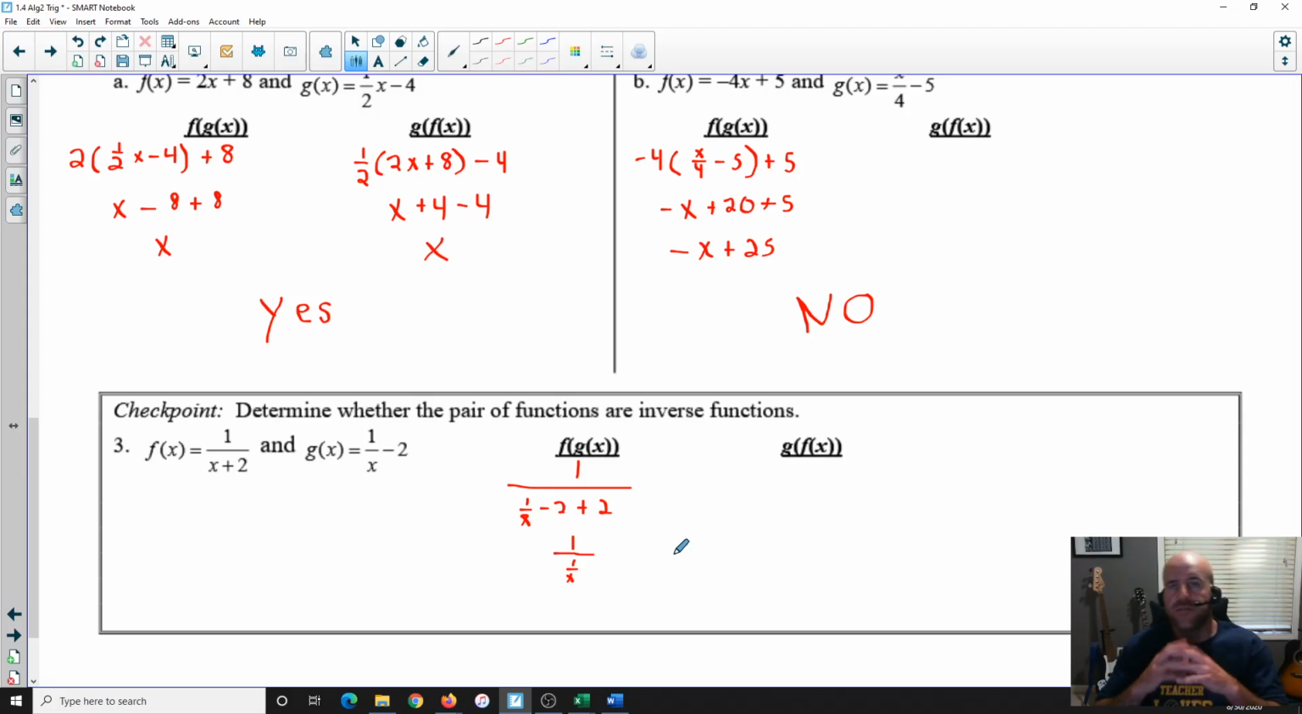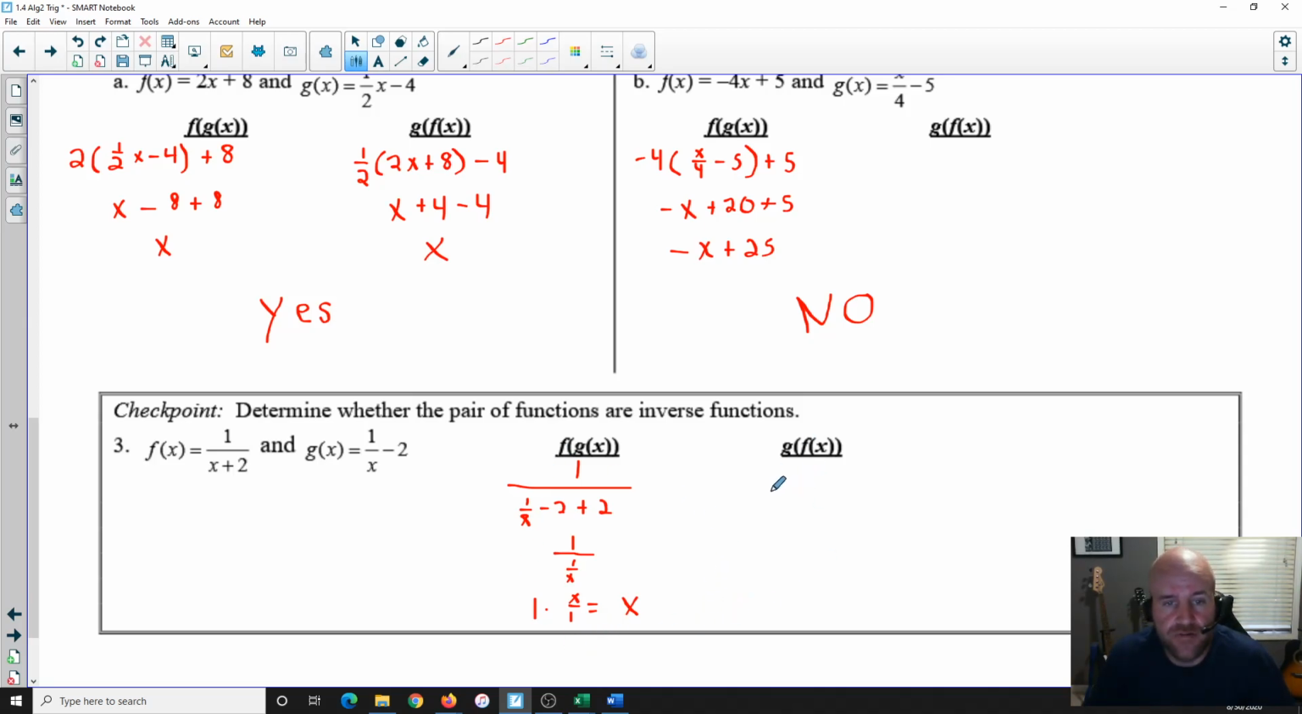Now we talked earlier this year, what do we do if we're dividing by a fraction? You also learned this in Algebra 1. If you're dividing by a fraction, all you have to do is take the reciprocal of the bottom and multiply it to the top. So we're going to get 1 times x over 1, which we know is just x. Okay, so that one checks out.